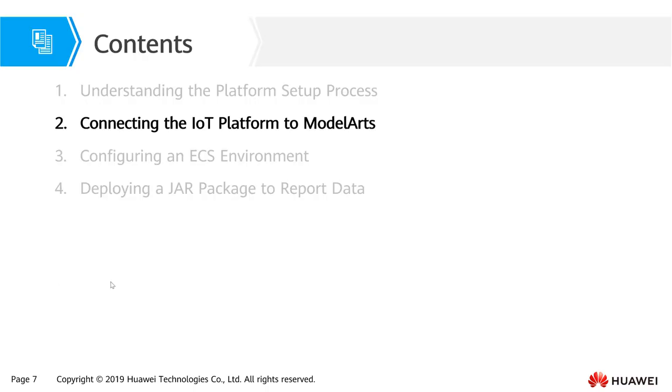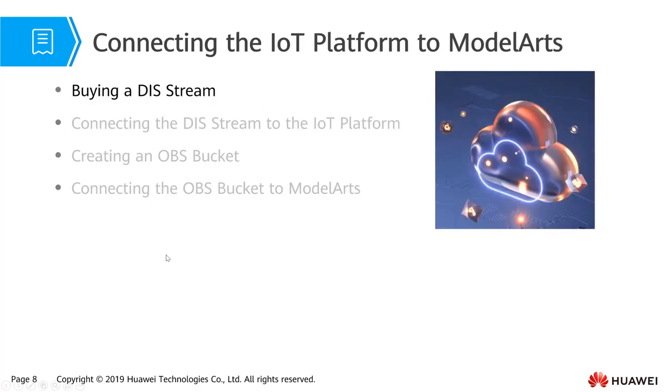Now, let's talk about the exercise of connecting the IoT platform to ModelArts. First, create a DIS stream. A DIS stream is a key component for data collection. Note to select the correct data format. In this case, the JSON format is selected because data is obtained from the development board. Now, let's take a look at a demonstration.